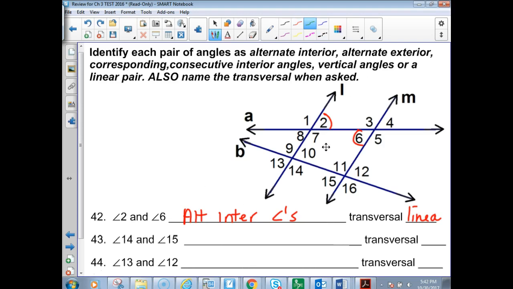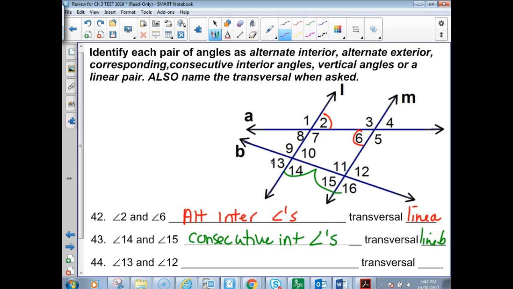Part C, 14 and 15. Those are consecutive interior angles, which are supplementary, and the transversal is line B. That's because it's the line that cuts through and makes those angles between L and M. That's why these are interior on the same side.